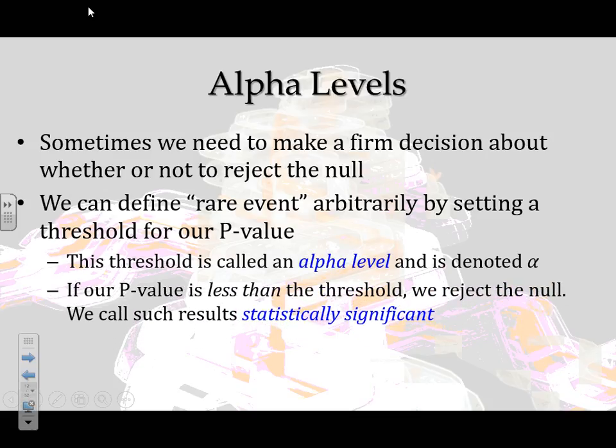So for these alpha levels, if we calculate our p-value, we run through our test, we've calculated all of our values, and our p-value is less than alpha, then that means we want to reject the null. If we have a p-value less than alpha, that means we were unusual enough that we no longer believe that original claim.